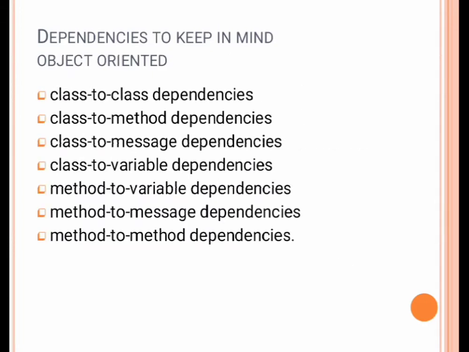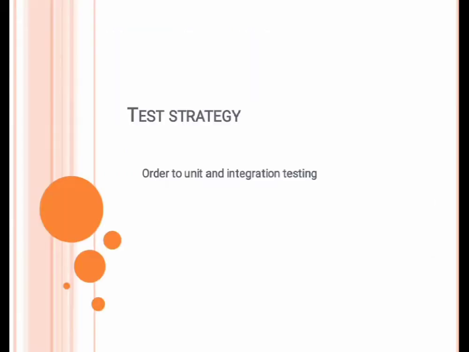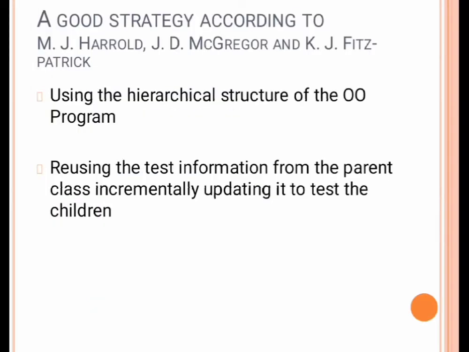Dependencies to keep in mind in object-oriented programming are class to class, class to method, class to message, class to variable, method to variable, method to message, or method to method dependencies. The next topic is test strategy, which includes the order of unit or integration testing.